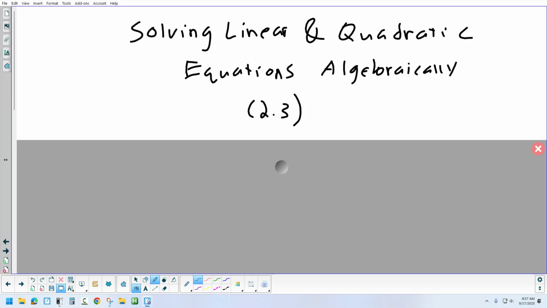So we're going to take a look at section 2.3, which is on solving linear and quadratic equations. So most likely things you've done before, but when we get to quadratics, there's different ways we can solve them. And if we're going to use a certain method, like quadratic formula, I want to know, why does that method work? Right? That's kind of what's more important in this class.